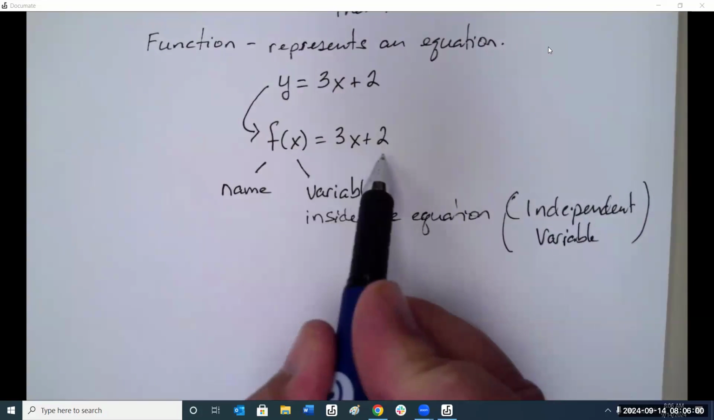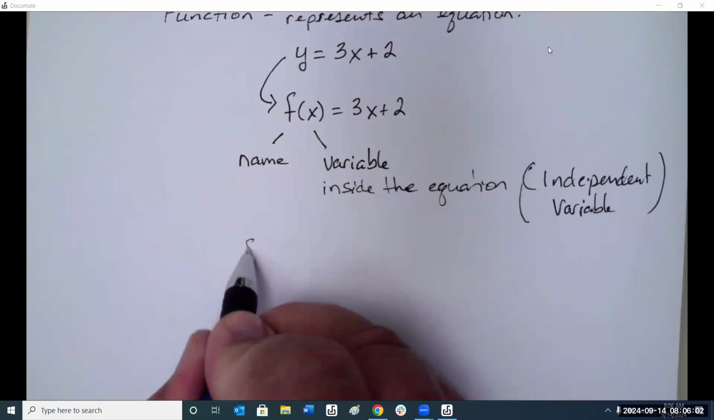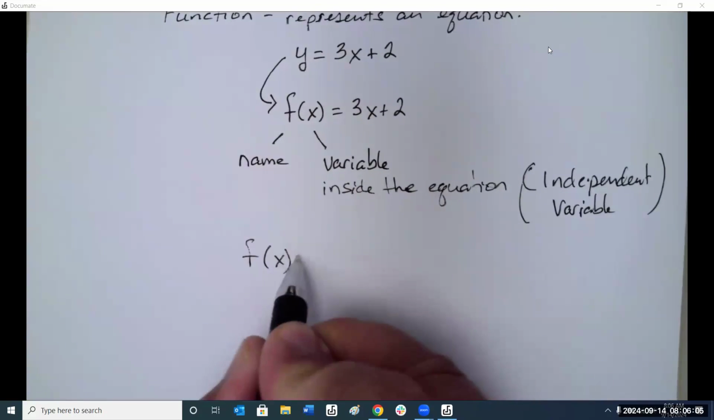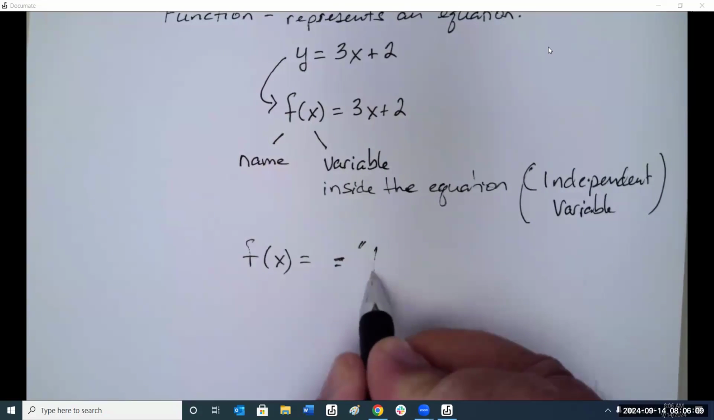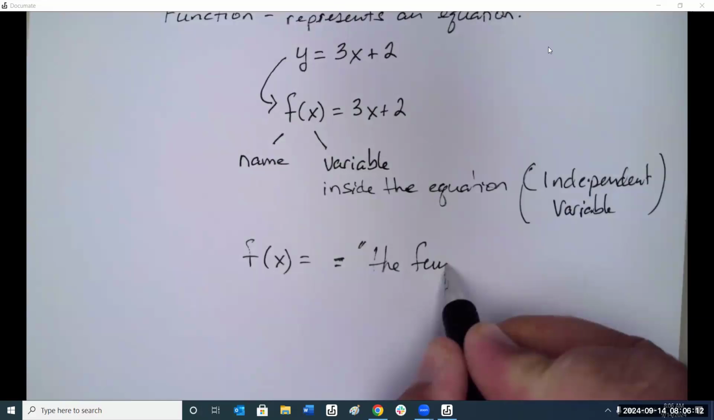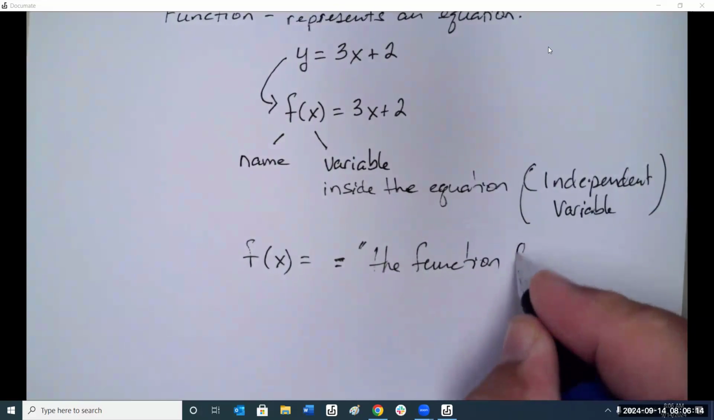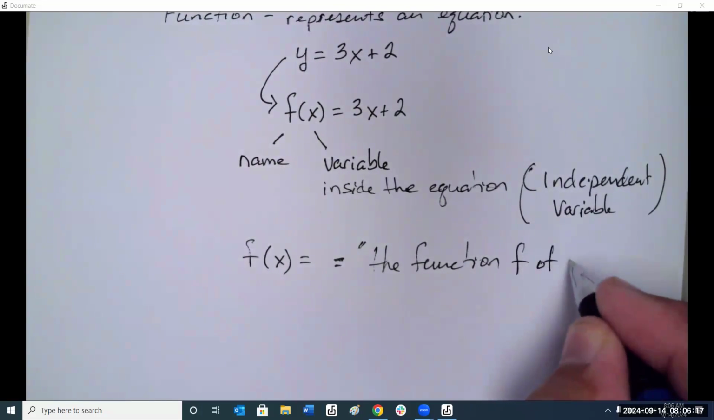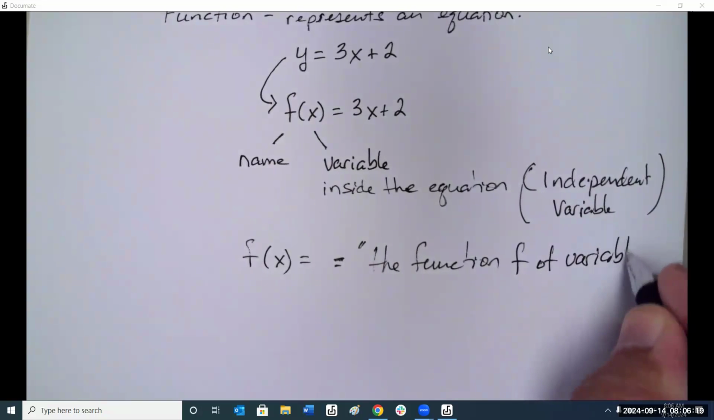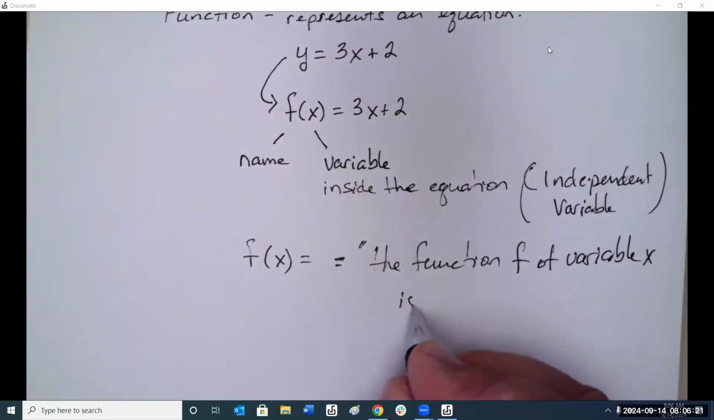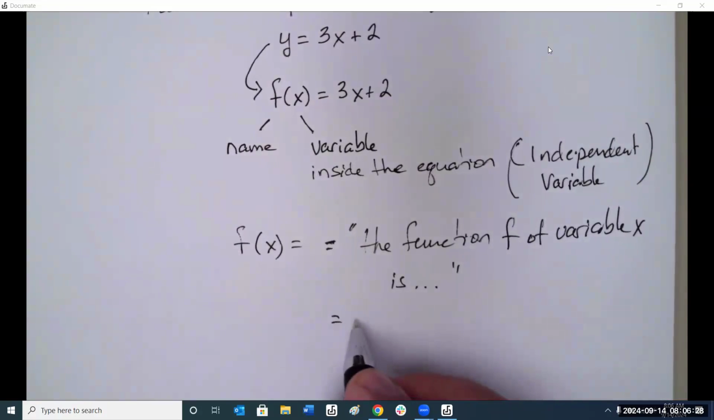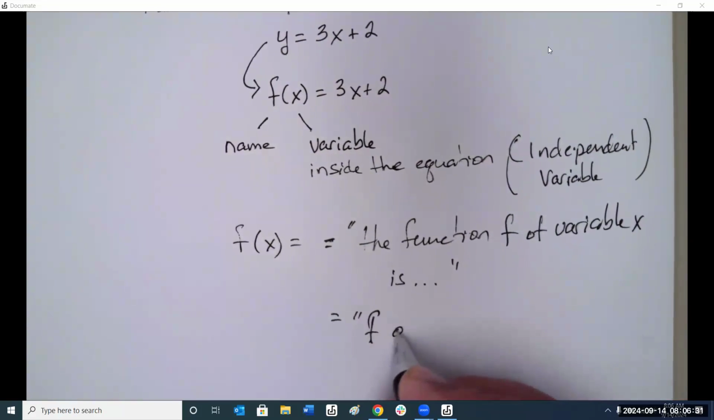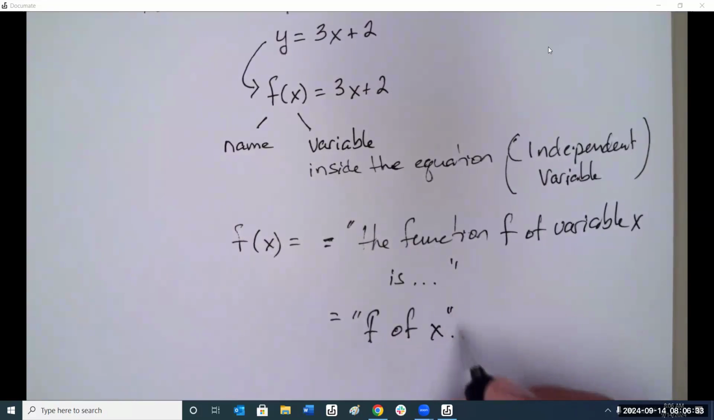How do you read this? Yeah, it is read: the function f of variable x is. And we just shorten it, say f of x.